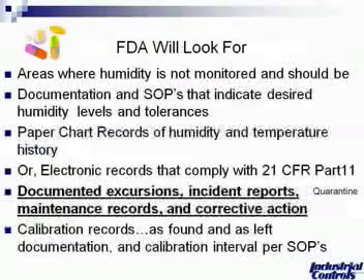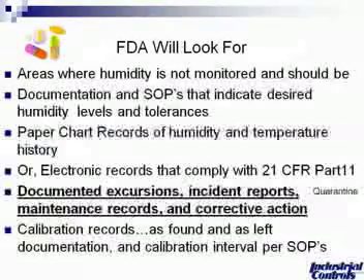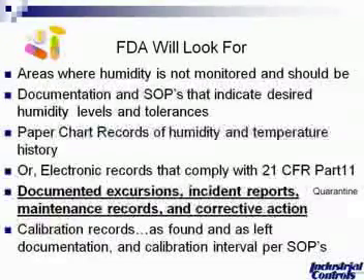So the kind of things that FDA will look for is they'll look at areas where humidity may not be monitored and should be, things like warehouses, documentation, of course, SOPs that indicate the desired humidity levels and tolerances, of course, your chart records, whether they would be paper chart records for humidity and temperature, or in the case of electronic records, assurance that those electronic records meet 21 CFR Part 11. And then, of course, documented excursions.